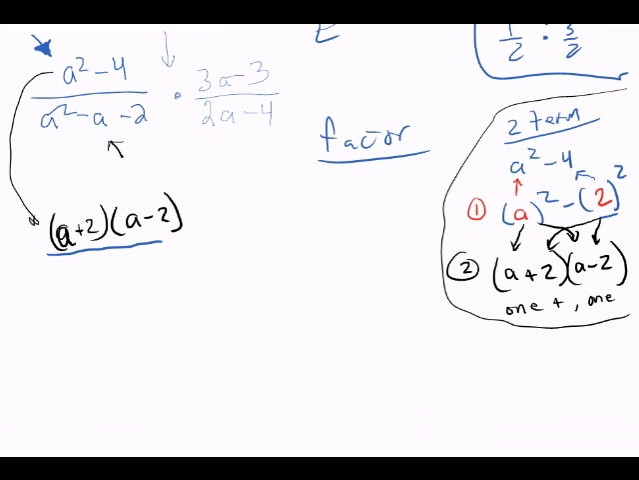Now we're going to factor this one down here. This is the 3-term, just like we did the 3-term method earlier. This is a squared minus a minus 2. Step number 1, find all pairs that multiply together to get 2. It's just 1 times 2. How can I add or subtract 1 and 2 to equal the middle term?